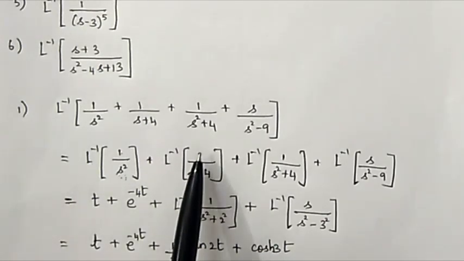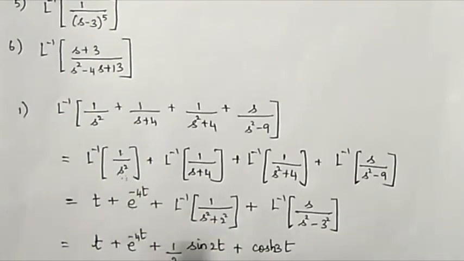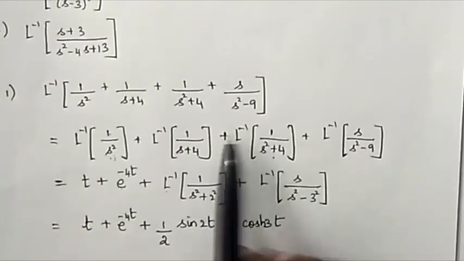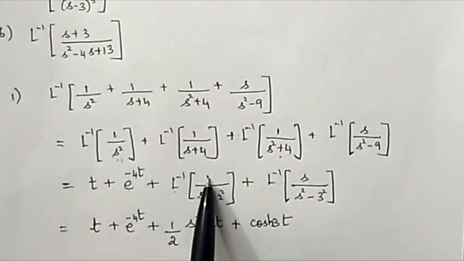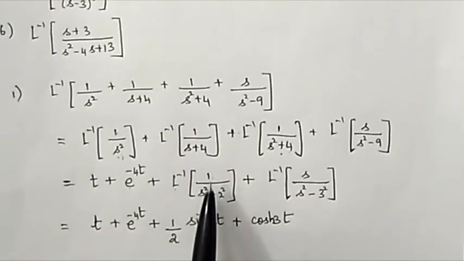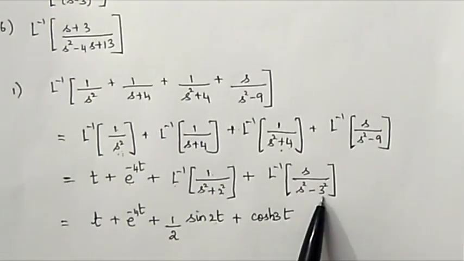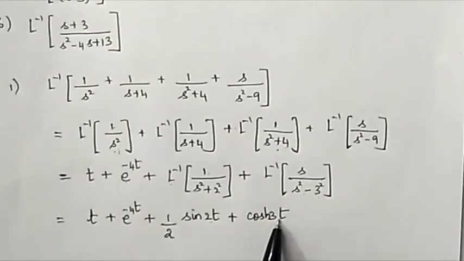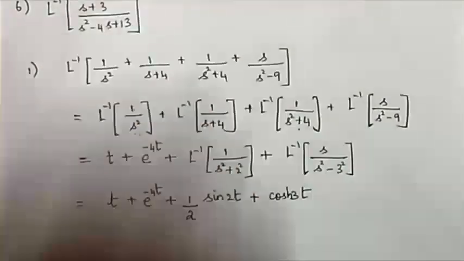Coming to the next term, this is in the form of 1 by s plus a. So the inverse Laplace is e power minus at, a is minus 4. A is 4. Plus going to the next term, this is in the form of L inverse of a by s square plus a square. A is 2. Here a is missing in the numerator. So we shall divide that by a. And we will write it as half sine at, a is 2. Then the last term, s by s square minus a square, a takes the value 3. So this is cos hyperbolic 3t. This completes the first problem. We shall solve the remaining likewise.